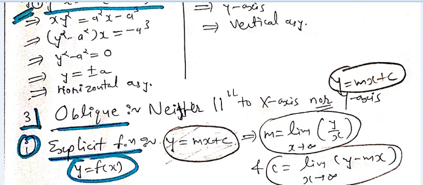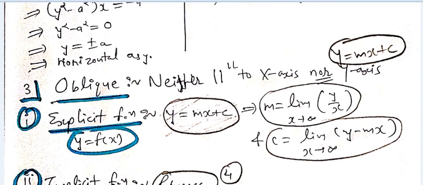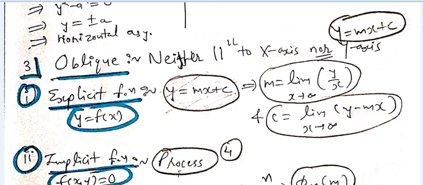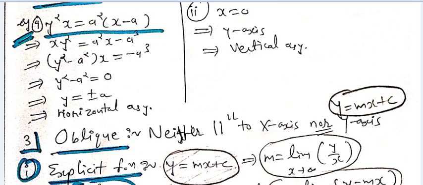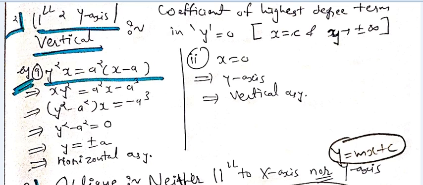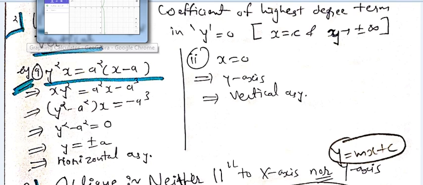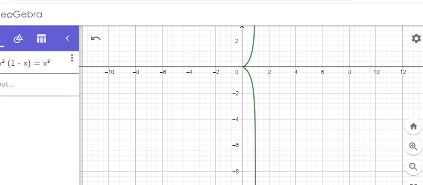Oblique means neither horizontal nor vertical, and its equation will be like y equal to mx plus c. So to find oblique asymptote, we have to find the value of m and c in y equal to mx plus c. Now before that, just check this: y square into x is equal to a square into x minus a.